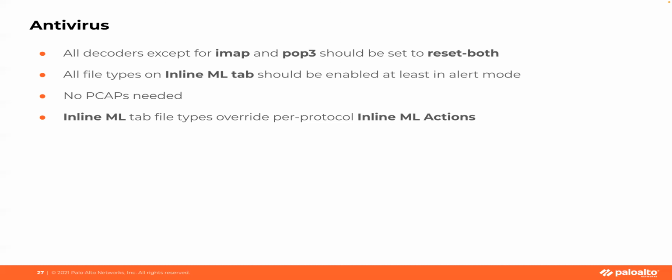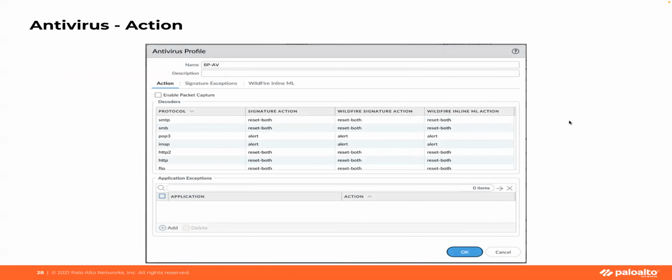When it comes to inline machine learning, there are different machine learning models, and they should be at least enabled in alert mode. Otherwise, no action will be taken on them. And obviously, the recommended action is to activate them in block mode. We don't need packet captures for antivirus, even though that's an option. They're not really useful, so there's no real need unless there's a very specific use case. And it's worth knowing that the configuration in the inline machine learning tab will override the per-protocol actions in inline ML actions. I know that sounds like a lot of talk, but I have the screenshots here to make it more visual.